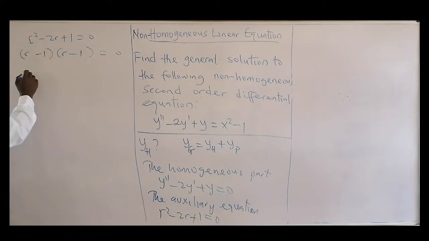So that means our r is equal to 1 each. This is a repeated root. r1 is equal to r2, which is 1.